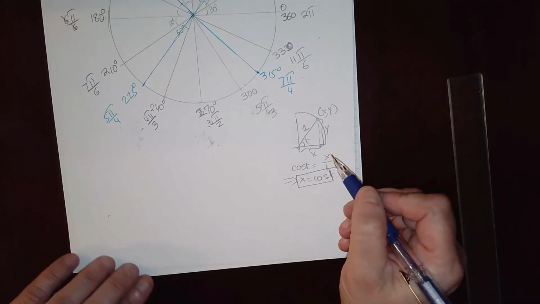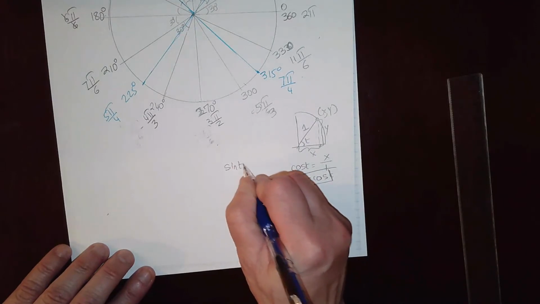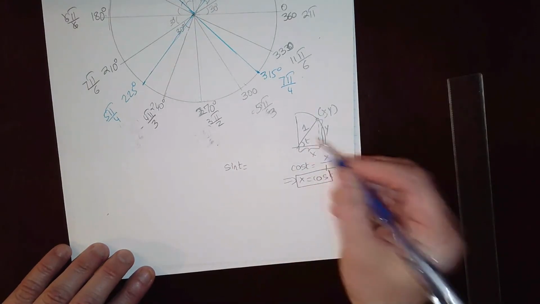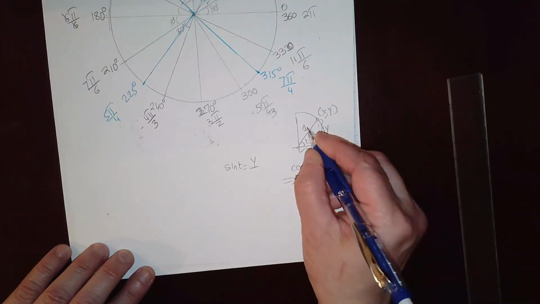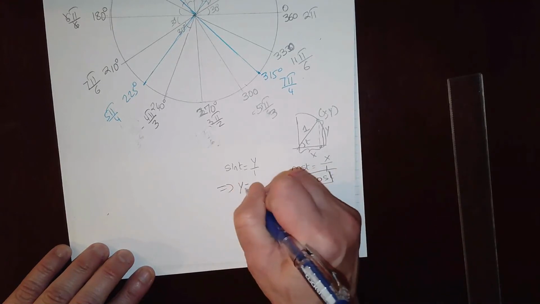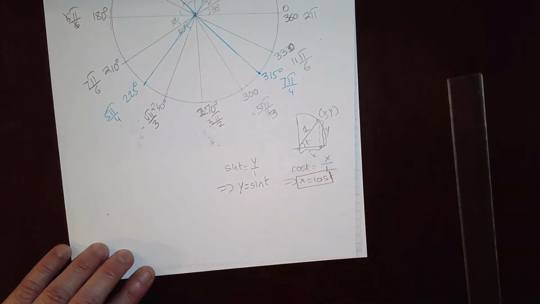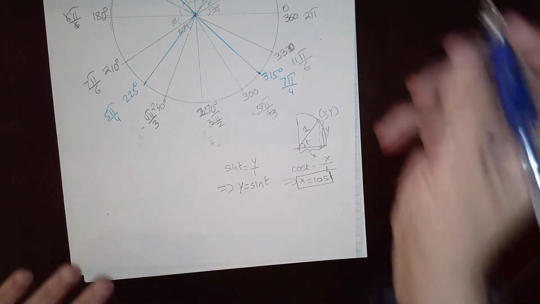Now let's find sine t. What is sine t? Sine t is opposite over hypotenuse. Opposite of t is y over the hypotenuse, which is 1. So that will give me y equals sine t. So let's go ahead and find each point.